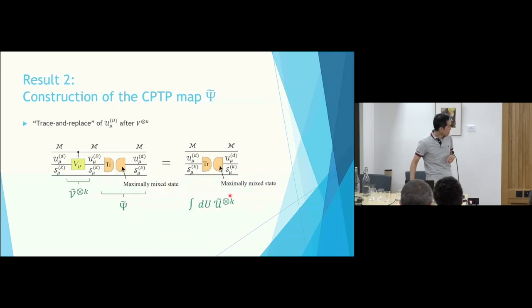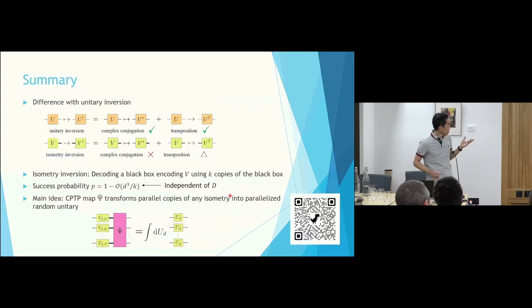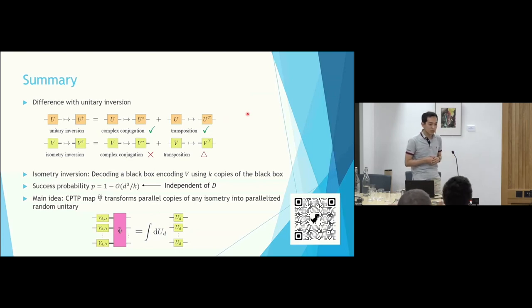So the summary is this. First of all, we set out to understand how we can do this isometry inversion without any dependence on capital D. And we've done that. And along the way, we've discovered a few interesting properties about asymmetry that are not present in unitaries. Thank you very much.